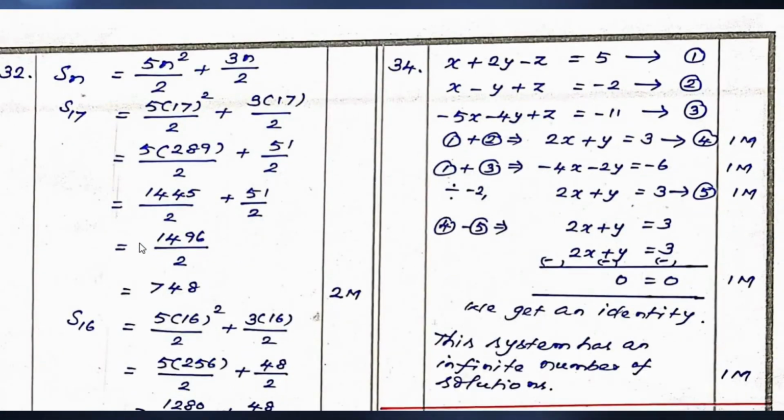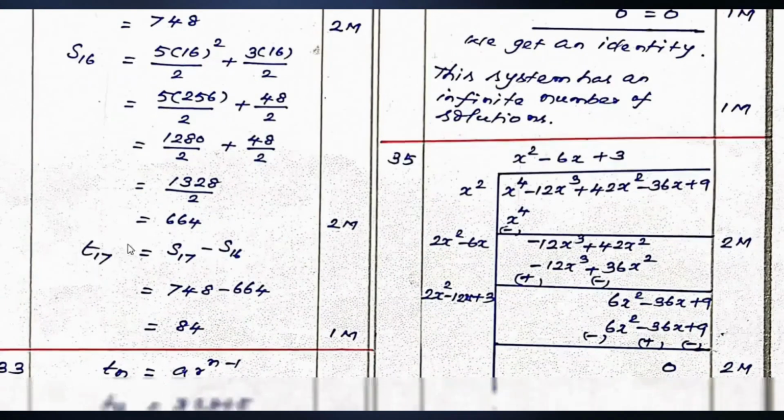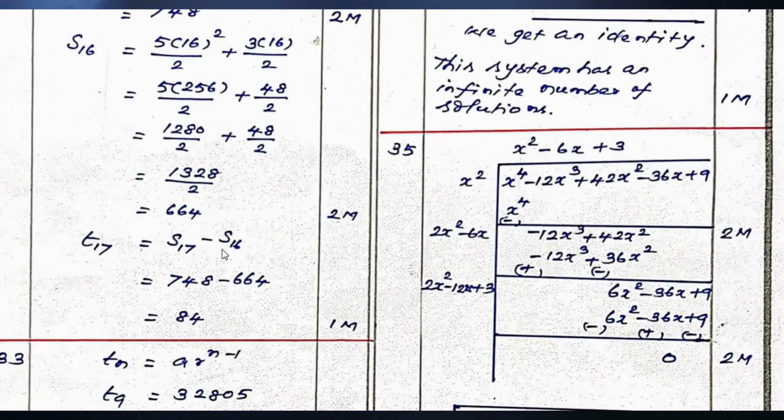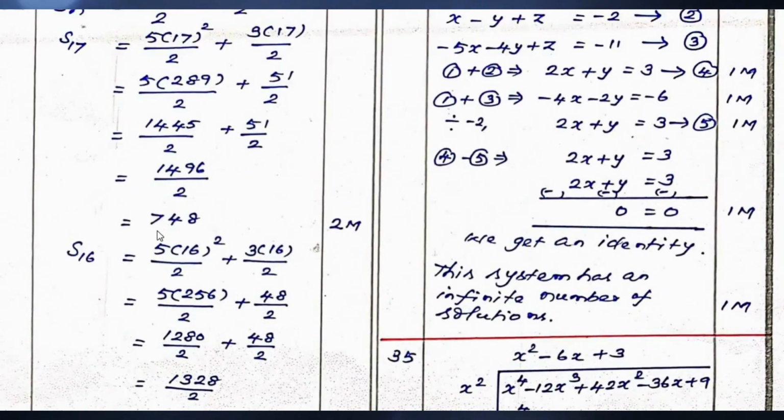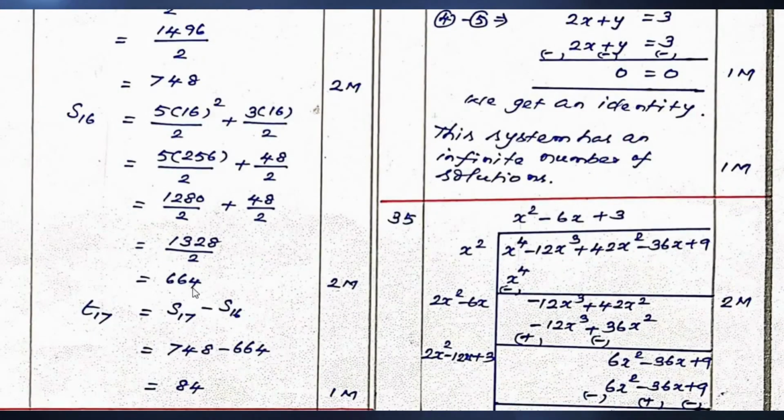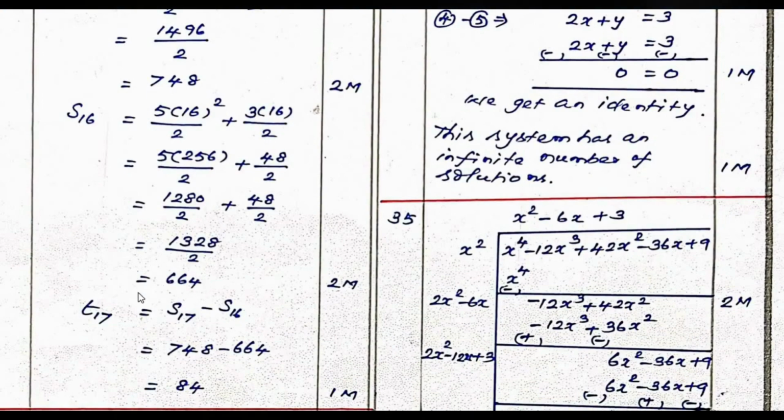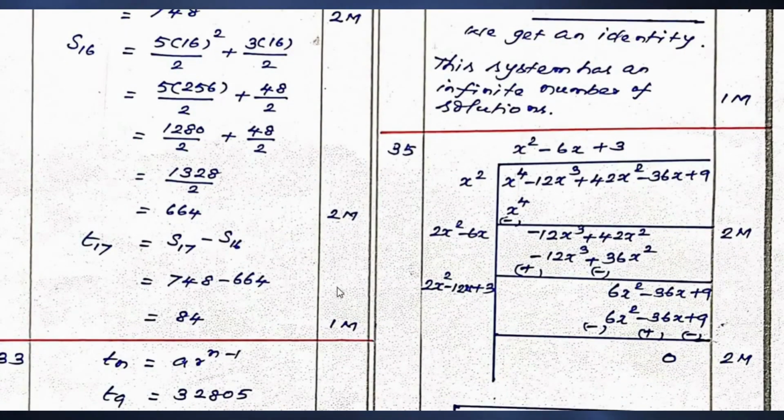Then the 32nd. Here the general term is given for Sn. The sum of the first n terms in an AP is given. Sn is equal to 5n square by 2 plus 3n by 2. First you find S17 and S16. By using this general term, then find T17 is equal to S17 minus S16. S17 is 748, for this stage 2 marks, and S16 is equal to 664, for this stage 2 marks. Then the 17th term is equal to 84, for this stage 1 mark.